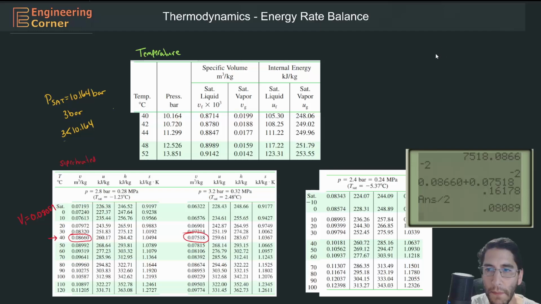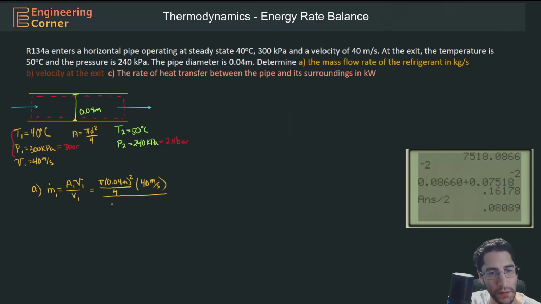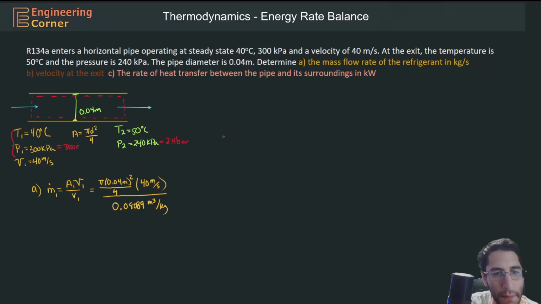So let's go back and figure out our mass flow rate. My mass flow rate is going to be divided by 0.08089, and this is cubic meters per kilogram. Now let's check our units. It's always good to check our units, especially on thermodynamic problems. We have a meter squared. The meter squared is going to multiply by this meter to get a meter cubed. We're going to have meters cubed over a second. Then the meters cubed cancel out, and we're going to get kilograms per second.